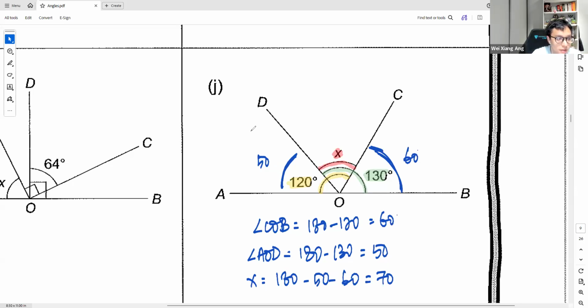Now there's another way also. Let's say you already find the angle on the right, 60 degrees here. Then you pay attention to the blue and the red, the green and the red. This red color angle X and the blue color angle 60 add up to 130. Alternatively, you can straight away do X is 130 minus 60 to get 70. Also can.